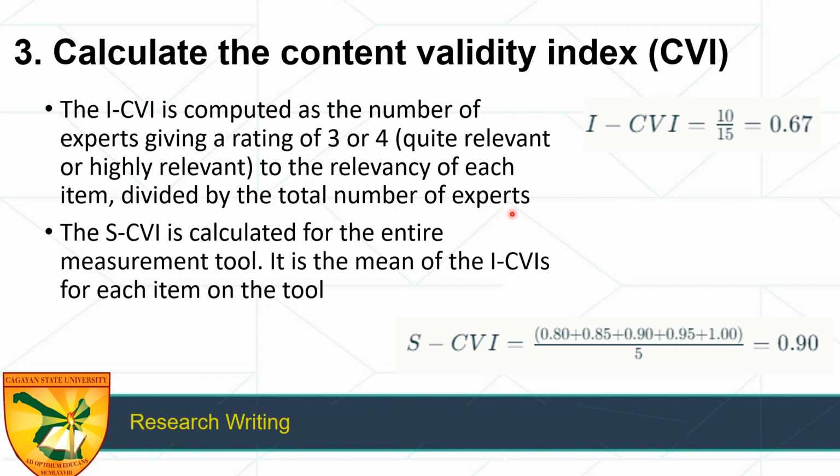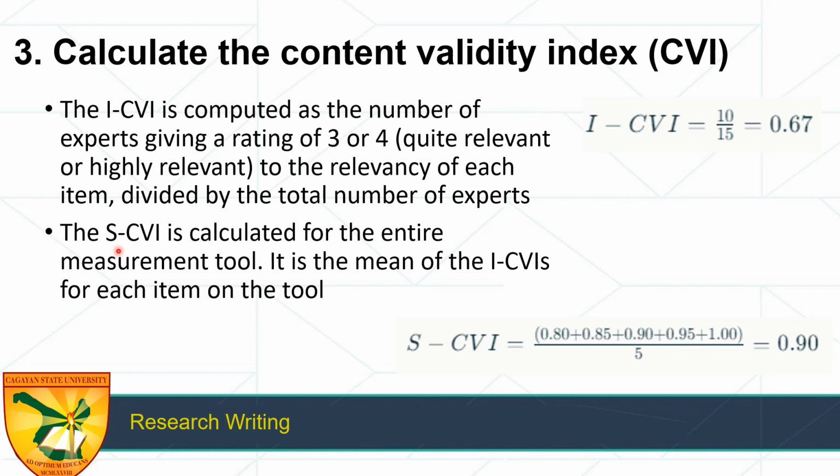So those that gave only 3 or 4 are computed to the relevancy of each item divided by the total number of experts. For example, if you have a panel of 15 experts evaluating one item and 10 of them rated the item as 3 or 4, quite relevant or highly relevant, the ICVI would be calculated as follows. So 10 over 15, that would be 0.67.